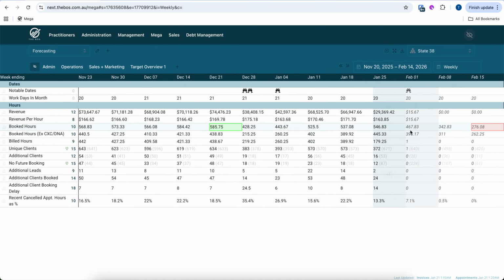So let's add 57 to the 467, which gets us to, what, 524, 525 roughly. So we're getting up there, but we're not quite going to beat this week.